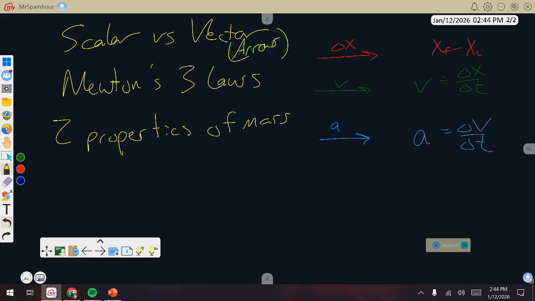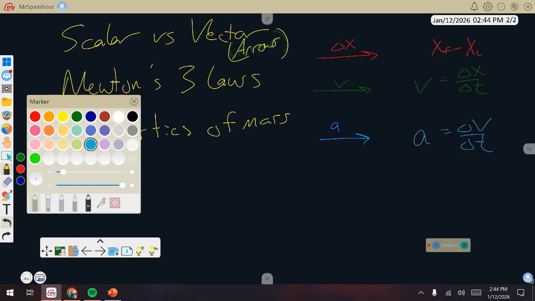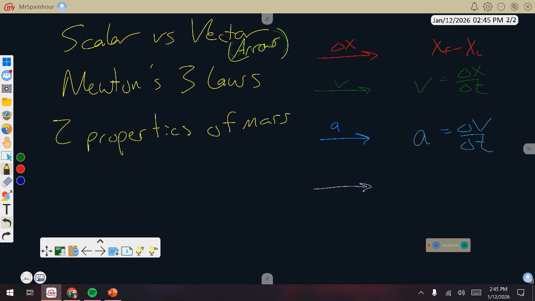Okay, what is the last vector? Force is correct. Let's go purple on this. What does it mean if force is to the right?